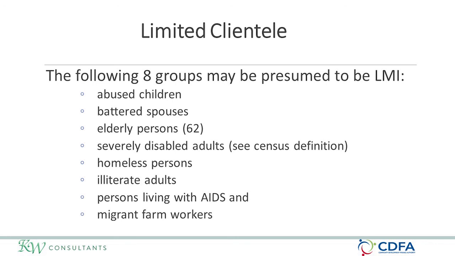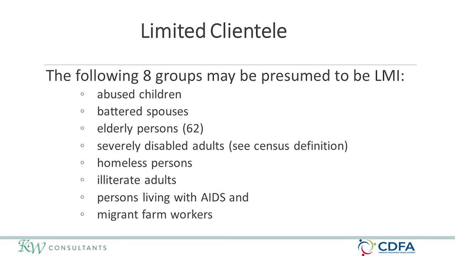Abused children, battered spouses, elderly persons, severely disabled adults, homeless persons, illiterate adults, persons living with AIDS, and migrant farm workers. These groups of people, if a project is done specifically for one of these groups or more than one of these groups, but restricted to people that meet one of these categories, the project is presumed to be 51% low to moderate income and does not require any census data or income survey data to prove low to moderate income benefit.